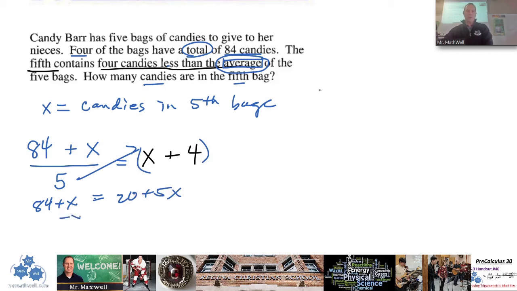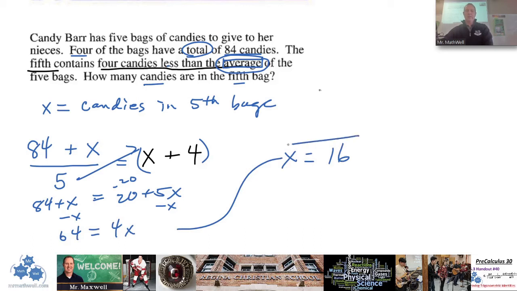So we're going to subtract x from both sides. We're going to subtract 20 from both sides. We get 64 equals 4x, and x equals 16. So the amount of candies in the 5th bag is 16.